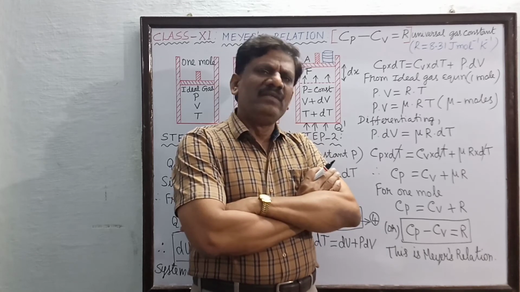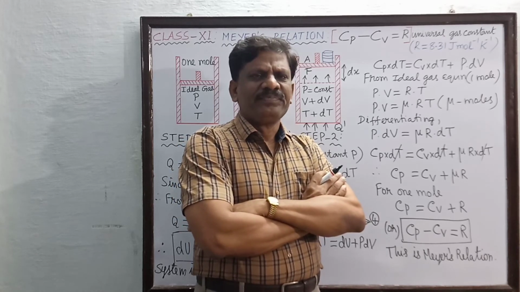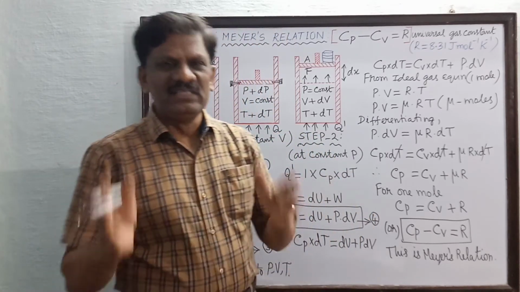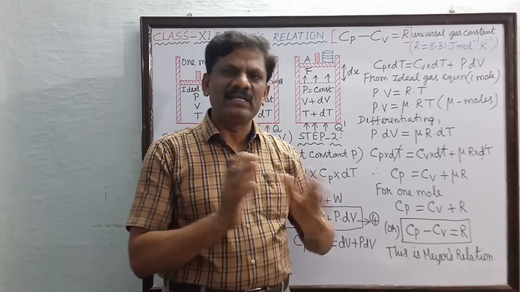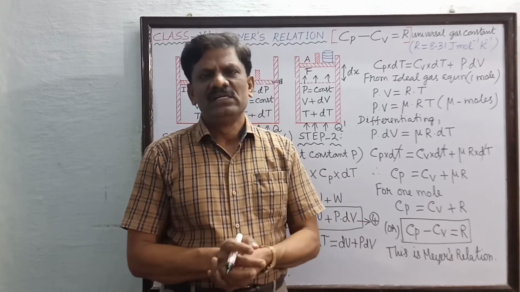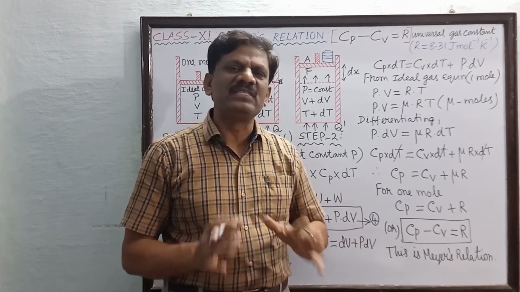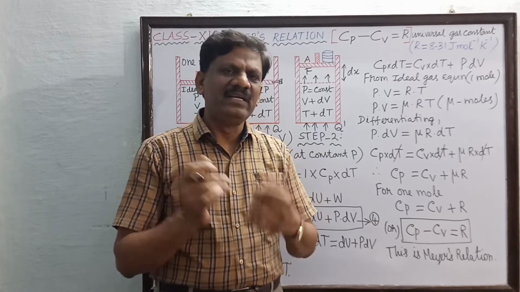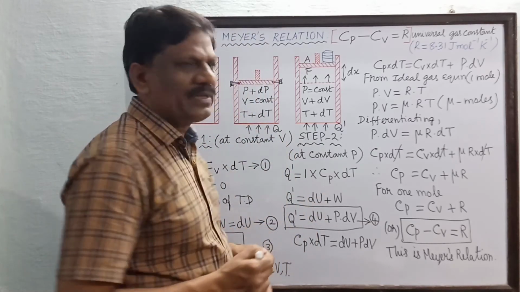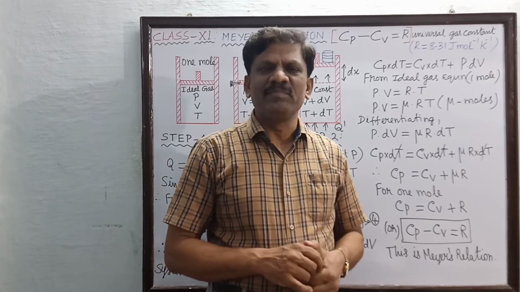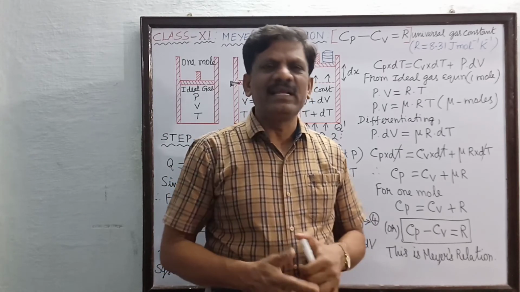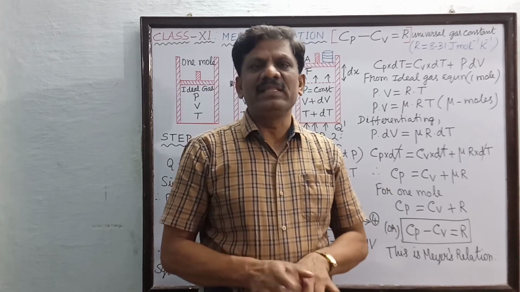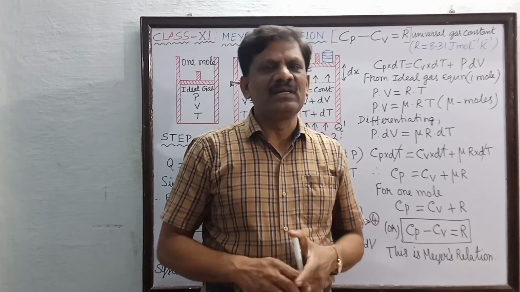Now, how did we derive this Mayer's relation? Initially, we assumed 1 mole of a gas, and the initial pressure, volume and temperature we noted as P, V and T respectively. Then we performed this experiment in 2 steps. In the first step, the volume was kept constant, and a quantity of heat was given to the system, only to increase the temperature of the gas or the internal energy of the system. So in step 1, there is no work done by the gas, because the volume is kept constant.